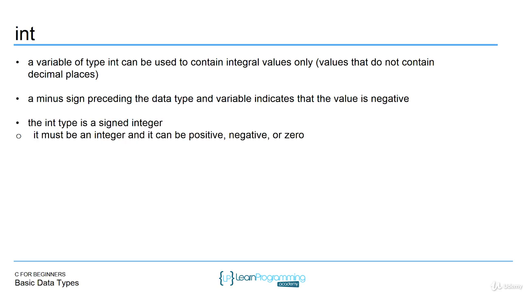It's also a signed integer. We'll talk more about what that means, but a signed integer just means that it can be either positive, negative, or 0. And that's why you can put a minus in front of it.